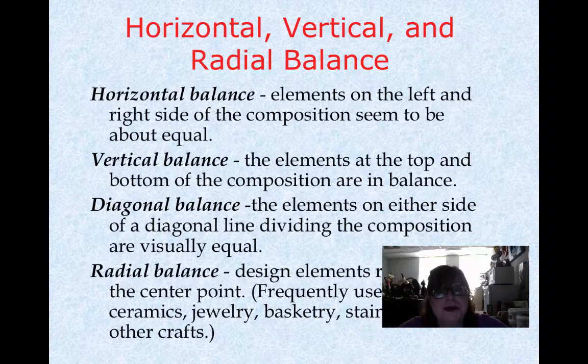So now we'll talk about other kinds of balance. You can have horizontal balance when elements on the left and right side of the composition seem to be about equal. Vertical balance when the elements at the top and the bottom are in balance. Diagonal balance, where elements on either side of a diagonal line dividing the composition are visually equal. And then radial balance, where design elements radiate from the center point. And you most likely will see that in things like ceramic, jewelry, basketry, stained glass, and other crafts.